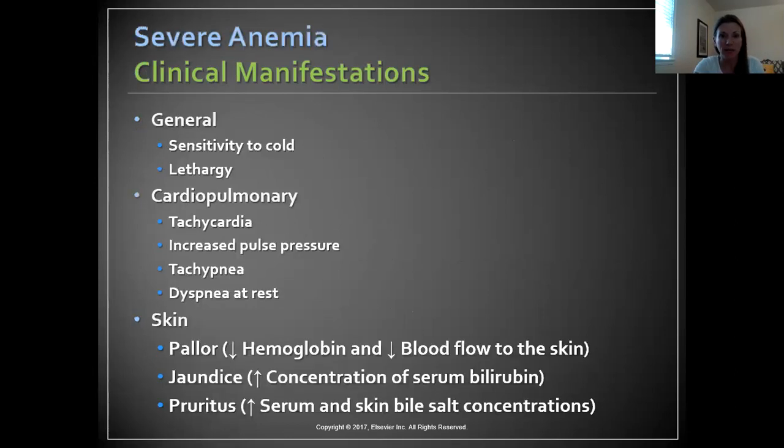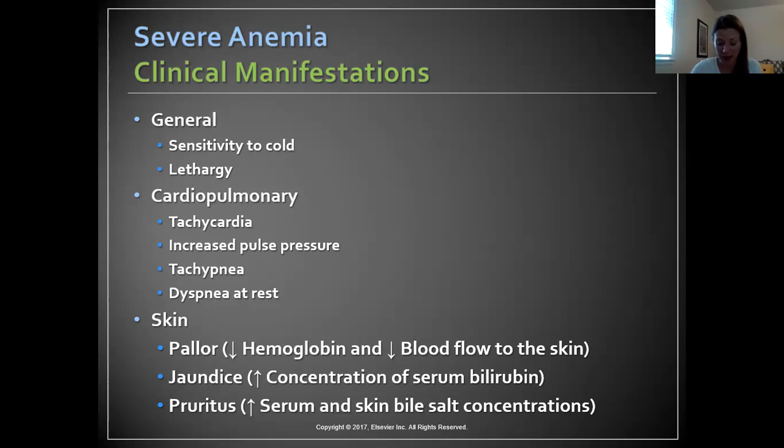In severe anemia, general manifestations include sensitivity to cold, weight loss, and lethargy. Cardiopulmonary symptoms result from additional attempts by the heart and lungs to provide adequate oxygen to tissues. So we see tachycardia, increased blood pressure, pulse pressure, tachypnea, and dyspnea at rest. Cardiac output is maintained by increasing the heart rate and the stroke volume. And low viscosity of the blood contributes to the development of systolic murmurs and bruits. In extreme cases, or when the patient has underlying heart disease, angina or MI may occur.